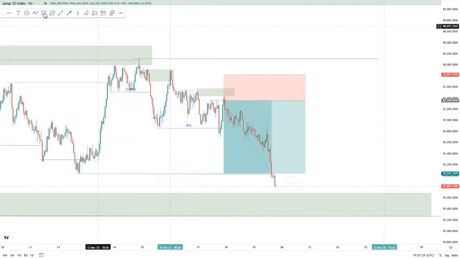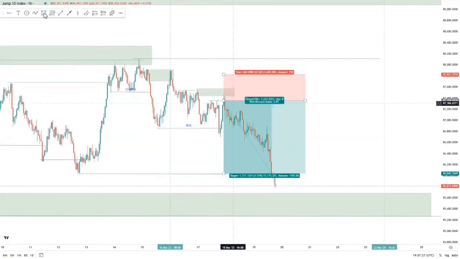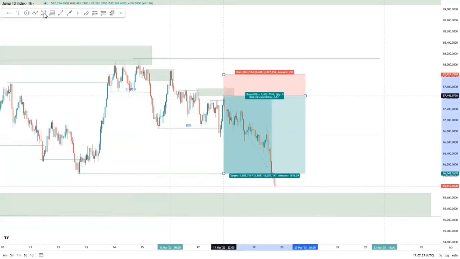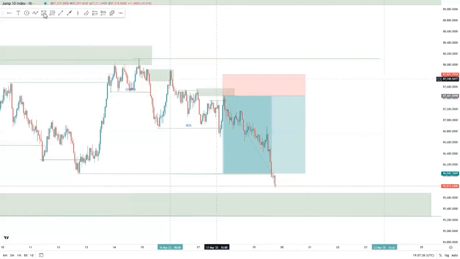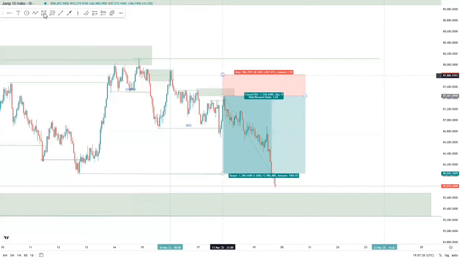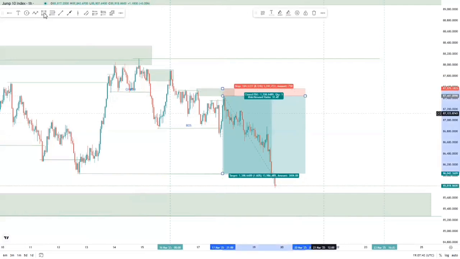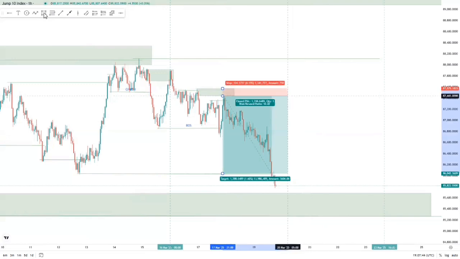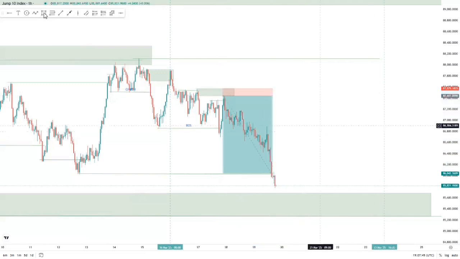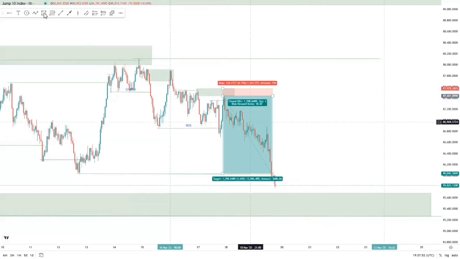But another second entry was here, on this sponsored candle. That was the second entry, which was a sniper. And it had a ratio. See, guys, the risk is very little here. A ratio of 10. Just imagine you're risking $1 to make $10, but you need to have patience.